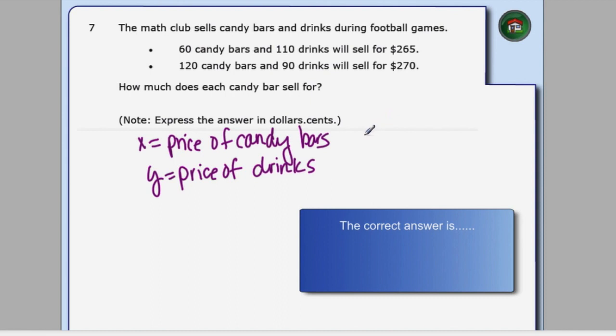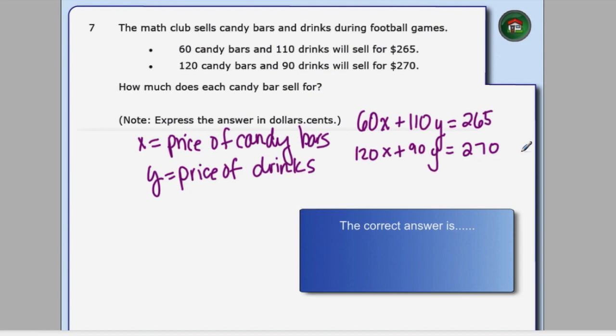But you do know if you purchase 60 candy bars and multiply that by the price and you add to it 110 drinks, you will have $265. If you have 120 candy bars plus 90 drinks, you have $270. So you have to solve for X because that's the price of the candy bar.